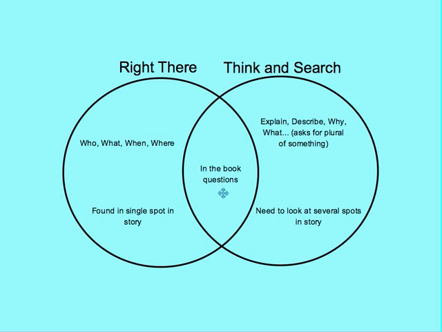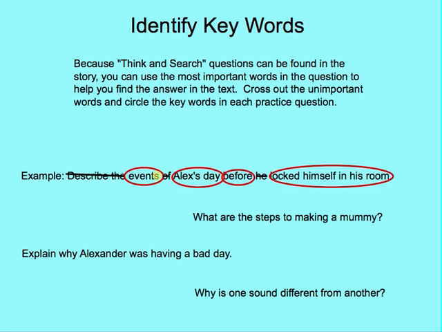The big thing in common, though, is that these are both in the book questions. You are still totally reliant upon the evidence. You don't need to bring your schema in to answer these questions. So just like a right there question, you're going to need to use keywords in the question in order to find your answer. So I have an example here.